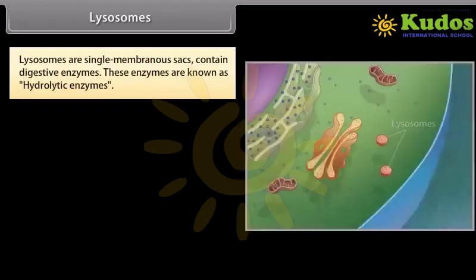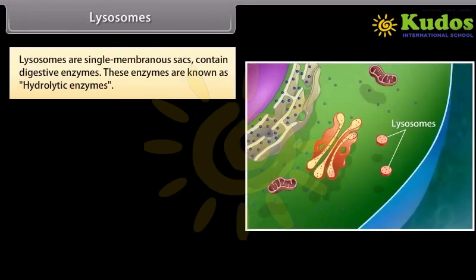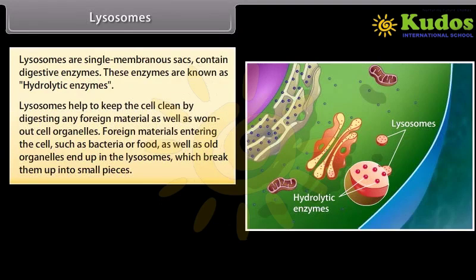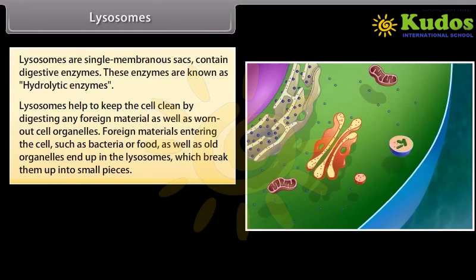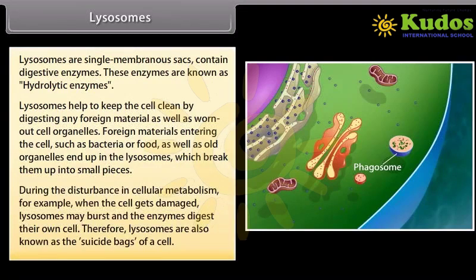Lysosomes. Lysosomes are single membranous sacs containing digestive enzymes. These enzymes are known as hydrolytic enzymes. Lysosomes help to keep the cell clean by digesting any foreign material as well as worn-out cell organelles. Foreign materials entering the cell, such as bacteria or food, as well as old organelles, end up in the lysosomes, which break them up into small pieces. During a disturbance in cellular metabolism, for example, when the cell gets damaged, lysosomes may burst and the enzymes digest their own cell. Therefore, lysosomes are also known as the suicide bags of a cell.